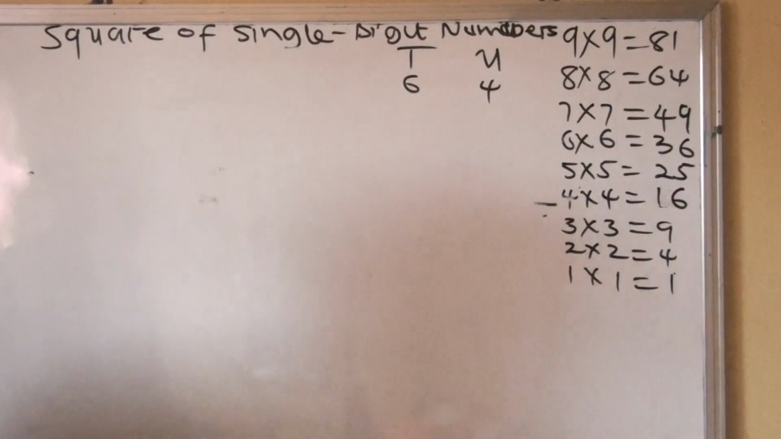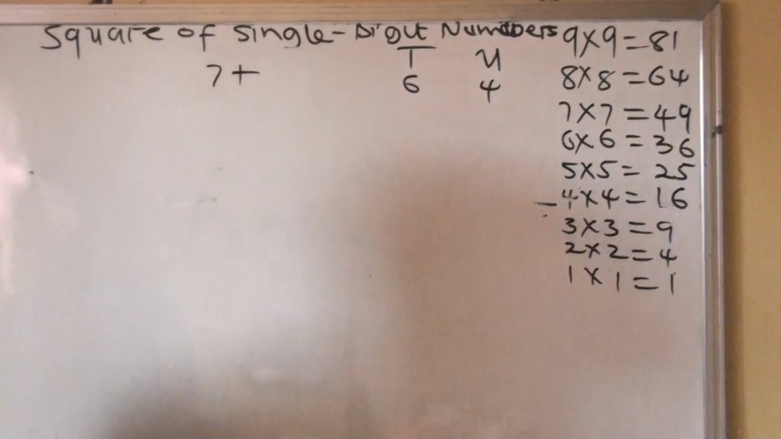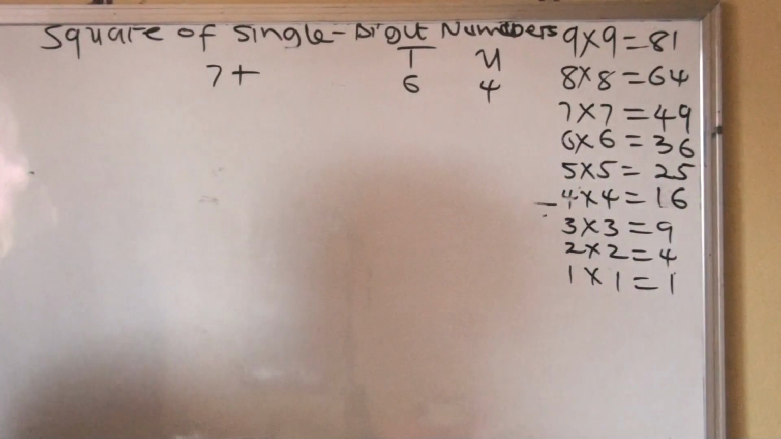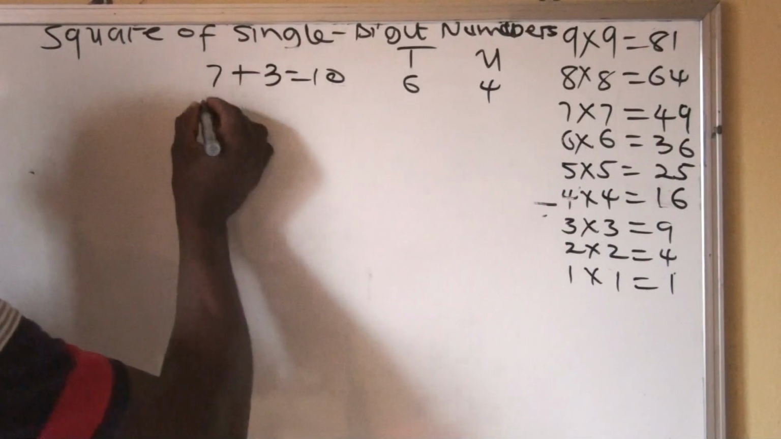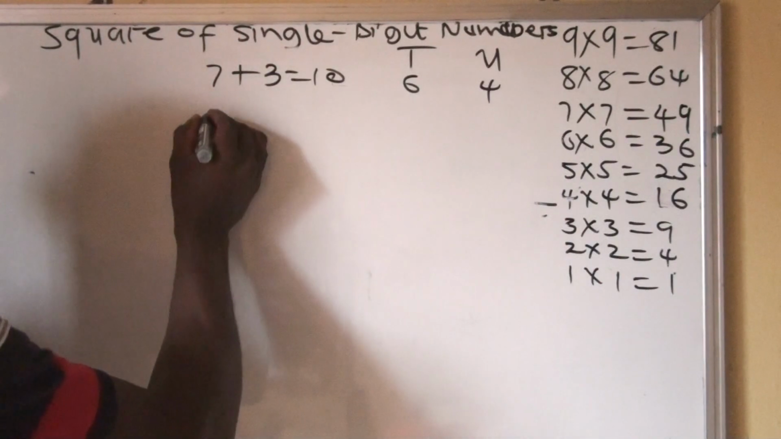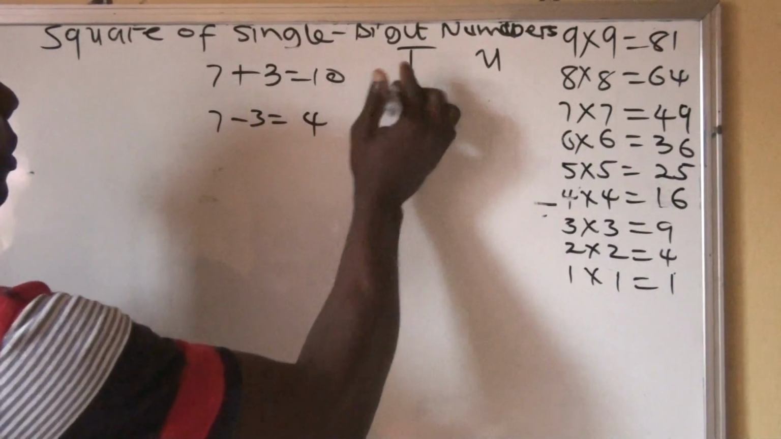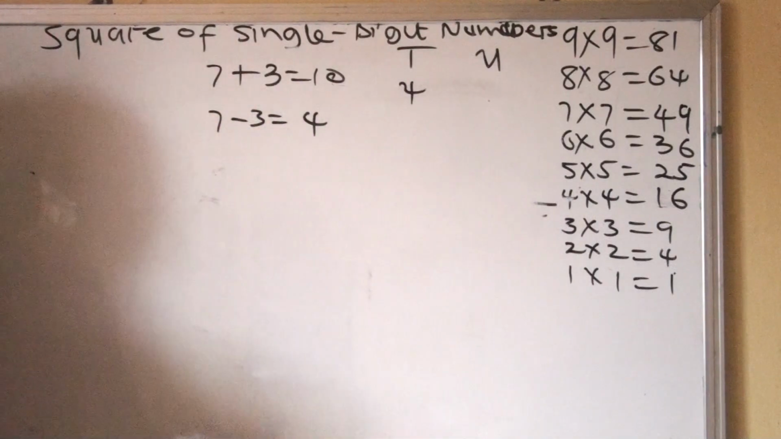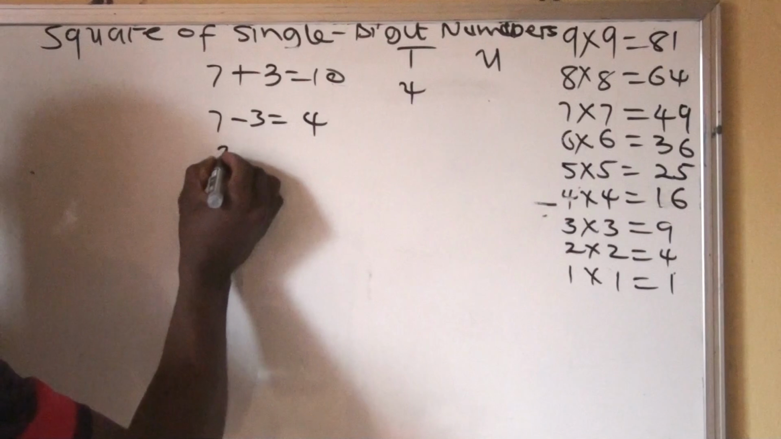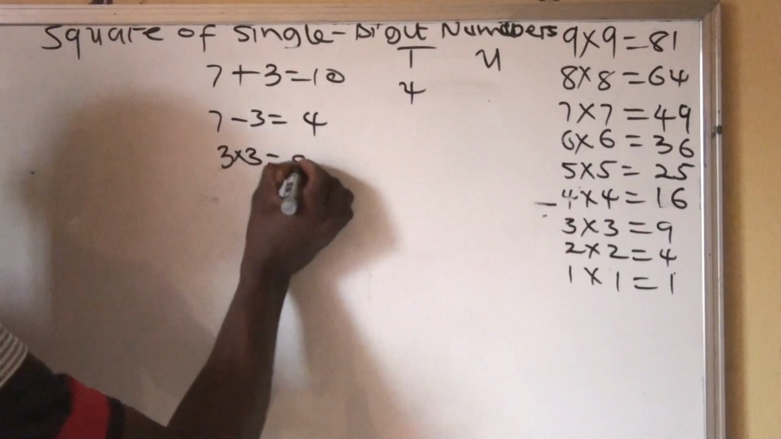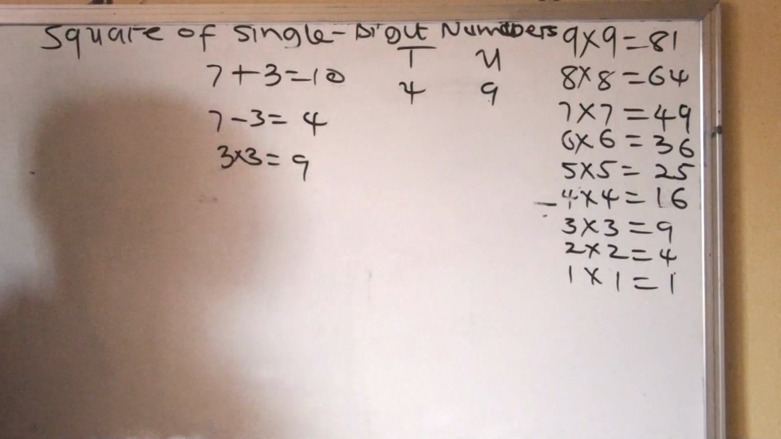Now let's go to 7. What number do we need to add to 7 to make it 10? It is 3. So now 7 take away 3. 7 minus 3 will give us 4. This will be here. Then if you square 3, 3 times 3, that will give us 9. You put it under the units digit, and it will give you 49.